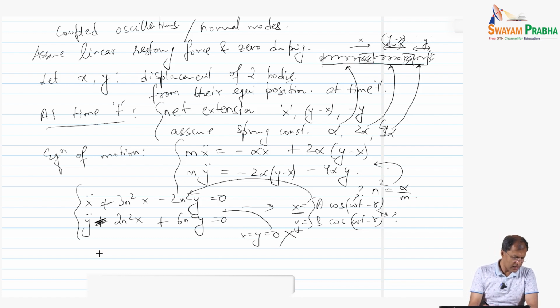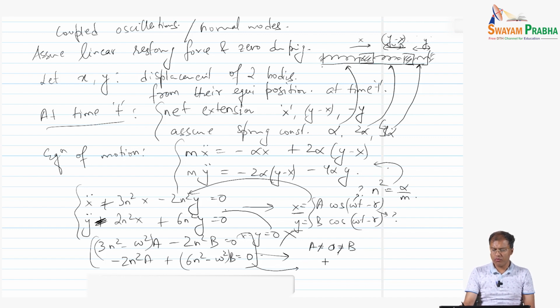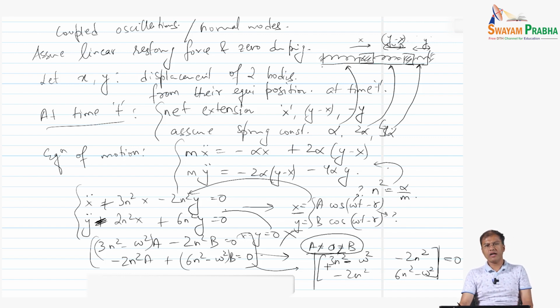So when we plug it in, we get the following set of equations: (3n square minus omega square) times a minus 2n square b is equal to 0, and minus 2n square a plus (6n square minus omega square) b is equal to 0. Notice that I can write this system of two equations using our matrix vector formulation, and we don't want a or b to be equal to 0. So we have to look at the determinant of this system. The matrix is 3n square minus omega square, minus 2n square, minus 2n square, and 6n square minus omega square. Its determinant has to be set equal to 0 so that we get a non-trivial solution.